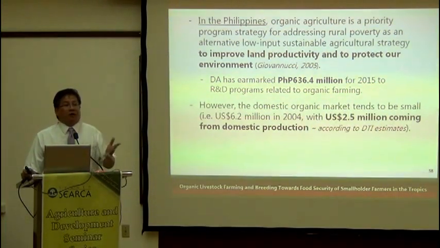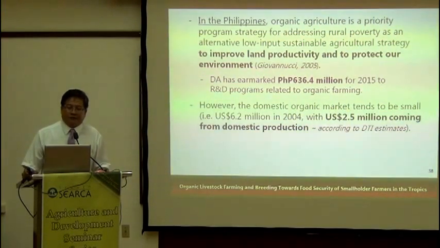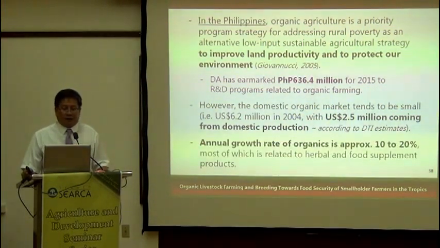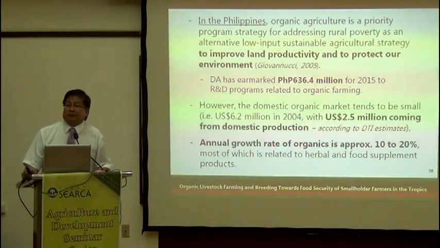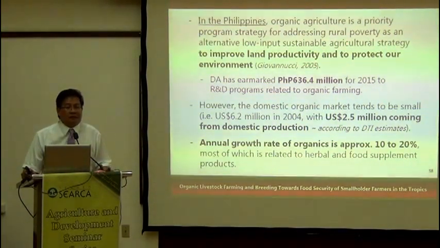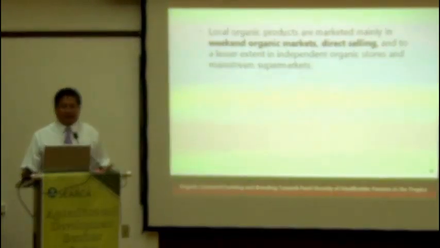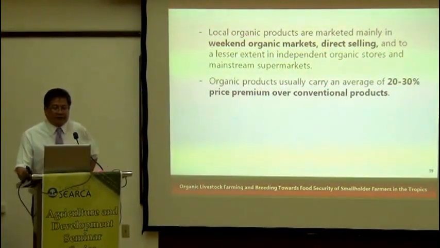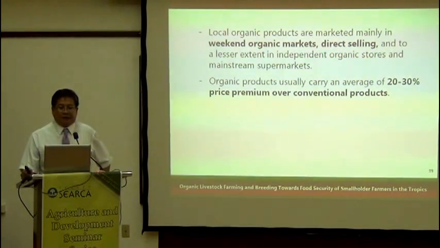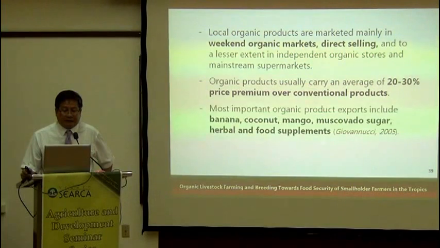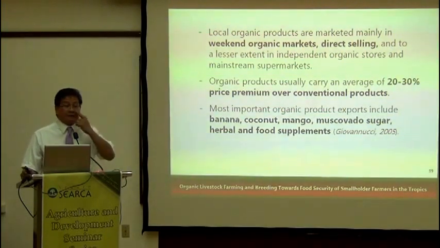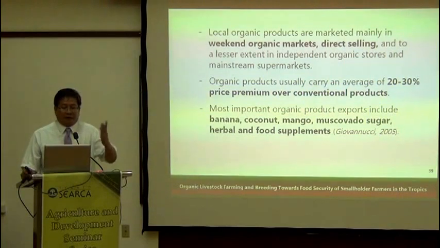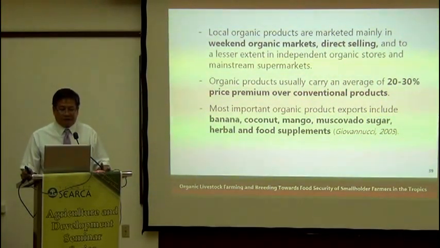Although I have here very old estimates, according to DTI estimates from maybe 10 years ago, the market is worth 6.2 million, one third of which comes from domestic production. The estimated growth rate is approximately 10 to 20%. That's a big number percentage-wise, but in actual terms, it's very negligible. We market our products on the organic markets by direct selling. Usually organic products have an average of 20-30% price premium over conventional products. The most important organic products in the Philippines include banana, coconut, mango, muscovado sugar, herbal, and food supplements. There's no livestock yet.